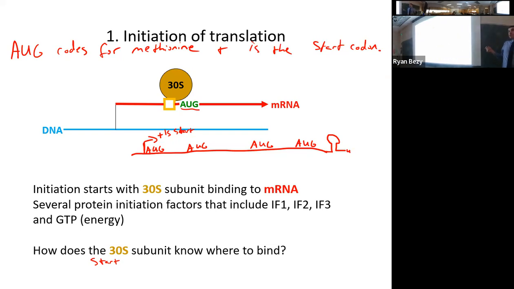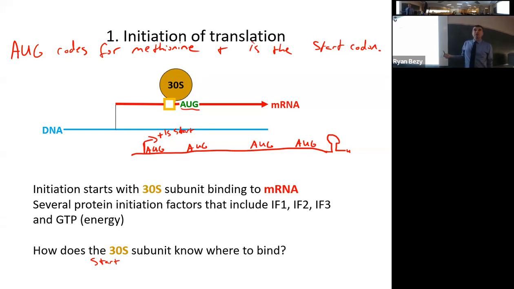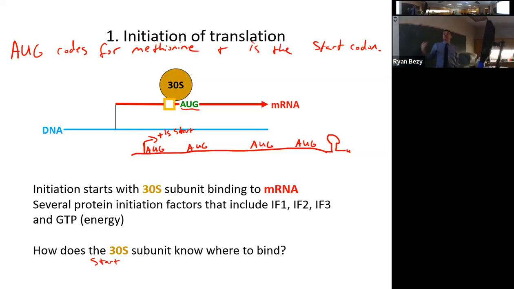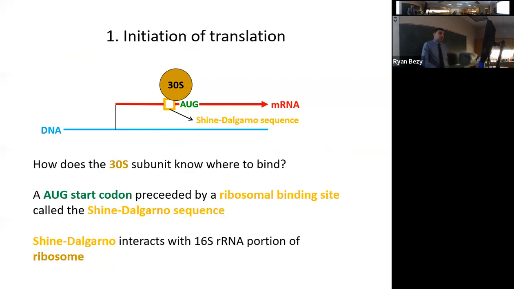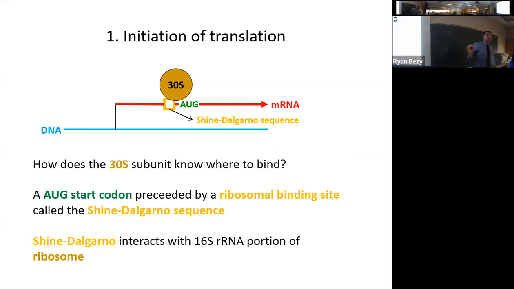So if there are multiple AUG start codons in a particular protein's amino acid sequence code, which one is actually the start codon? Which one's the one that you have as the beginning of the protein? When ribosomes are looking for a start codon, it's more than just a start codon. So how does that 30S subunit know where to bind and find the right place? It is an AUG start codon, so that is involved, but it has to be preceded by a type of ribosomal binding site called a Shine-Dalgarno sequence.